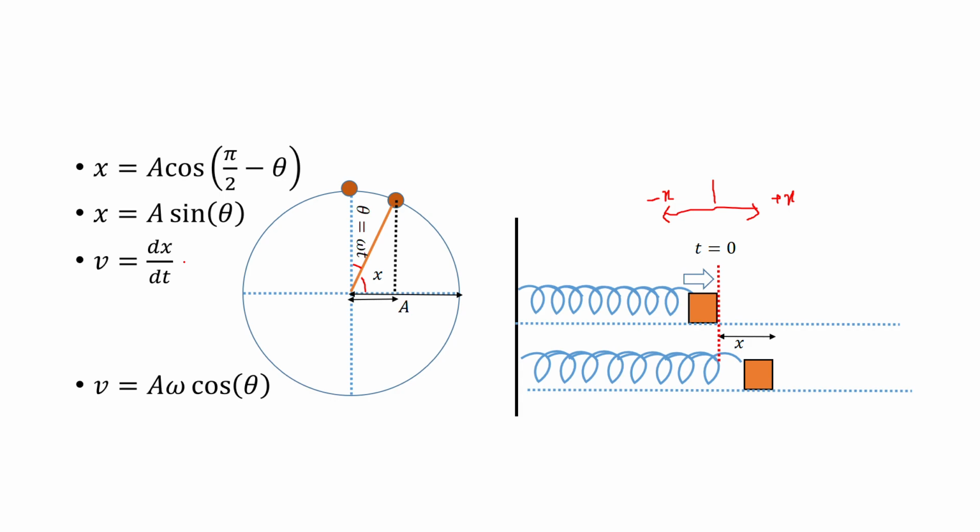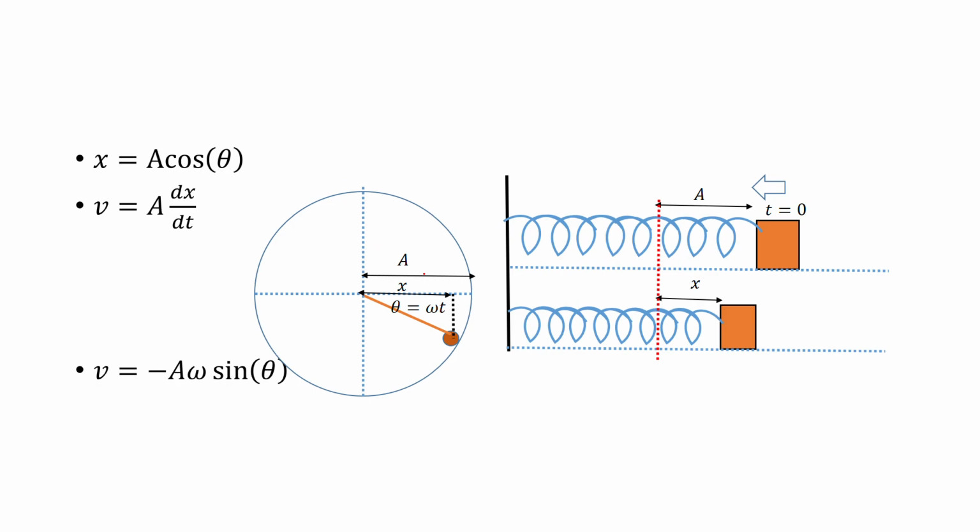Similarly, velocity will be dx by dt, so it will be a omega cos theta, where theta is omega into t. Now, in this case, when the motion is starting from equilibrium position towards right, we see that in this circular path, which we have divided into 4 equal parts, it is in the first quadrant. Velocity and acceleration both are positive.